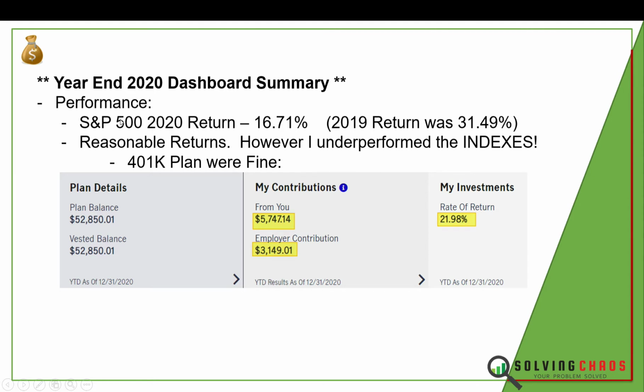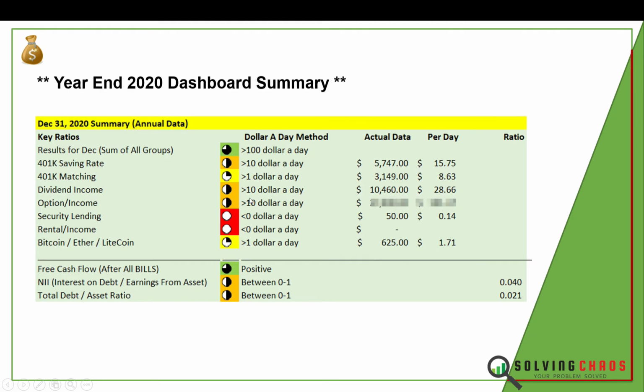The S&P 500 returned 16.71. Last year was 31%, so the standard S&P 500 was 16.71, so I did okay. But I did underperform, so that's the good thing about measuring everything. So I outperformed in this particular portfolio, which is the data here. You see that, the 401k.